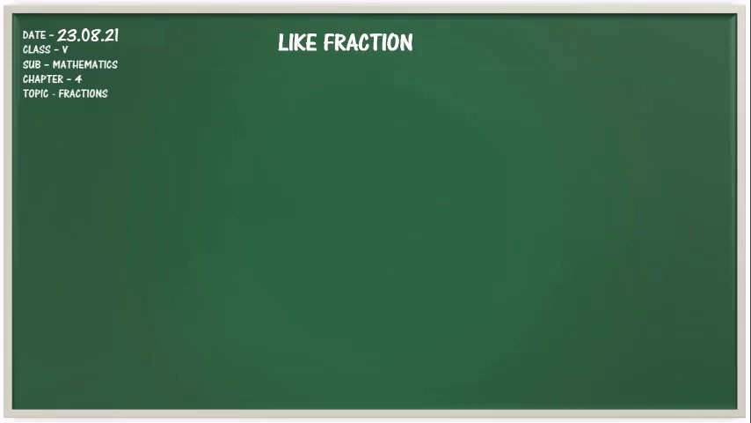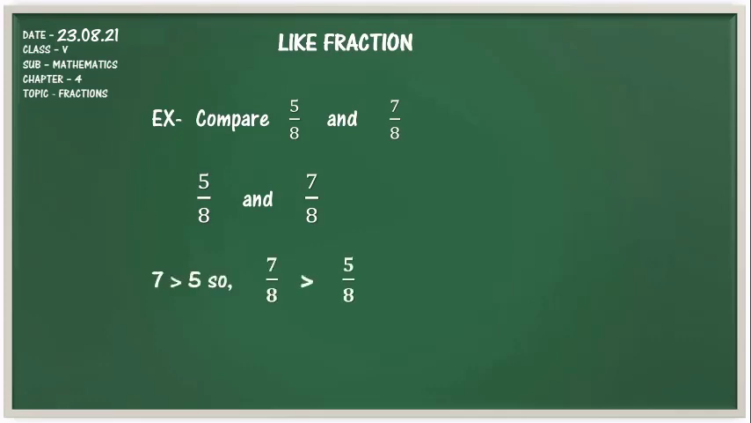Like fractions. Let's see an example of comparison of like fractions. Example: compare 5 by 8 and 7 by 8. We have written the fractions as they are. As we can see, the denominators are the same because it's a like fraction, therefore the fraction which has the greater numerator will be greater.